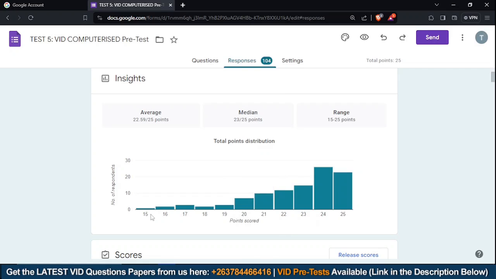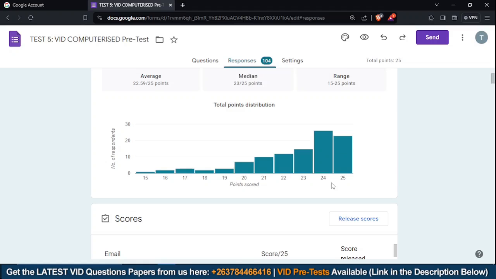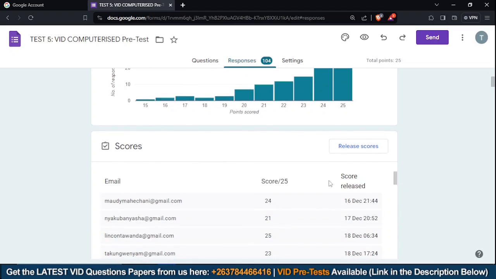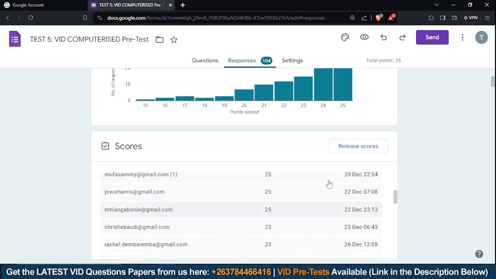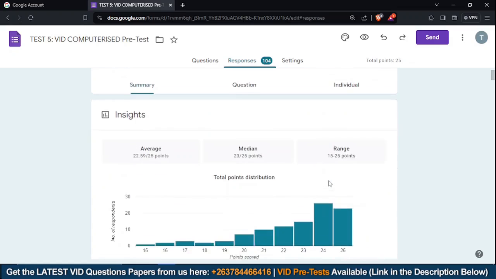So 15 is a very low margin, but as we go to 25, 24, 23 people, the number starts to get up and up, so you can see the people are really excited. If you get 23 in this exam, it means that you are good to go, and at VID you definitely do great. That's the reason why I formulated this VID pretest, so that it can challenge you and you can test your readiness for that exam.